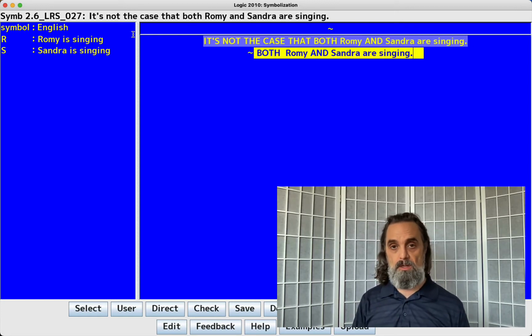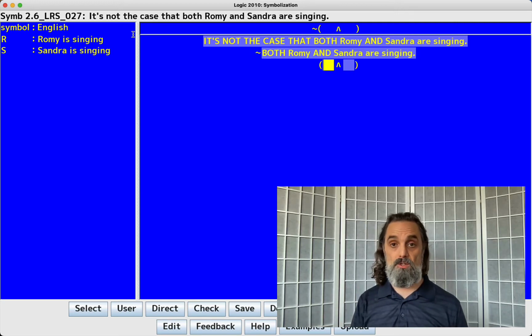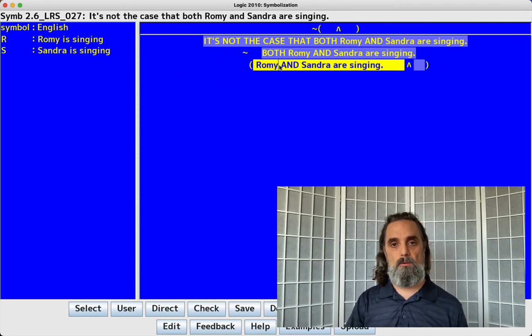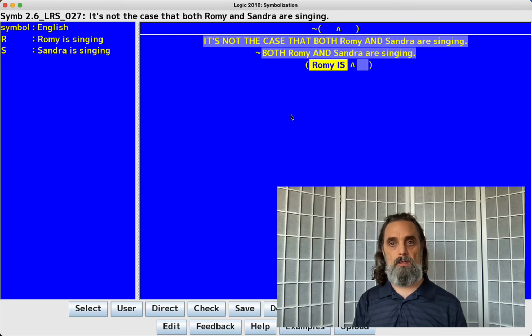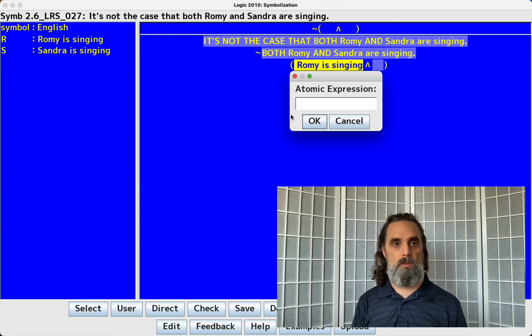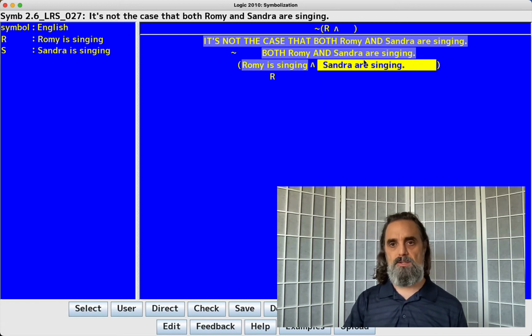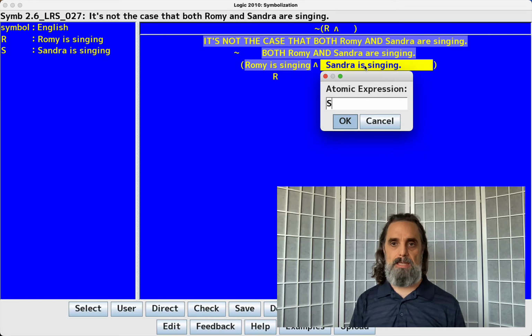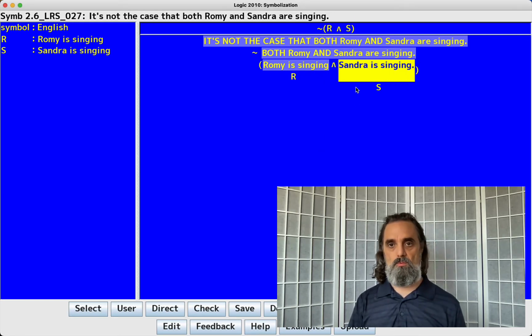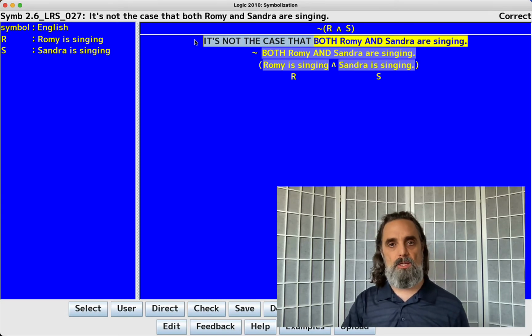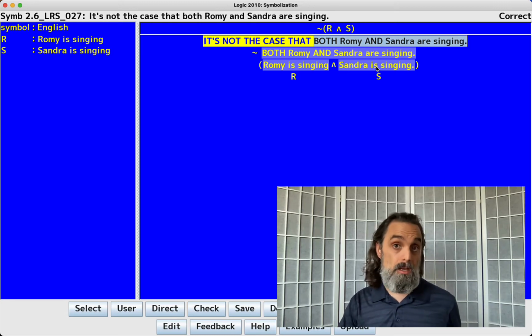So this is how we symbolize that. It's the negation of both of them. This is now a conjunction of Romy is singing and Sandra is singing. So we can stick in Romy is singing is R, and then we have Sandra is singing, which is S. And there we go. Again, we just need to make sure we get the negation in the right place, and that "it is not the case that" hooks onto that whole thing, which makes it the main connective.